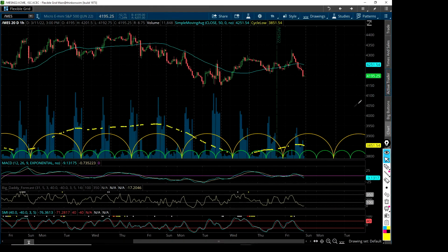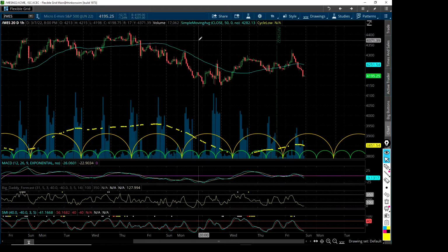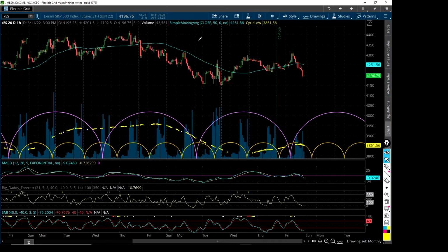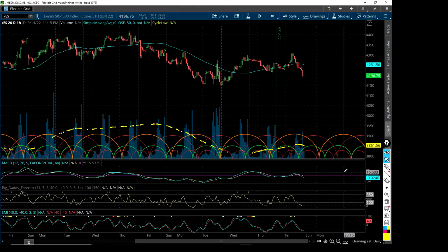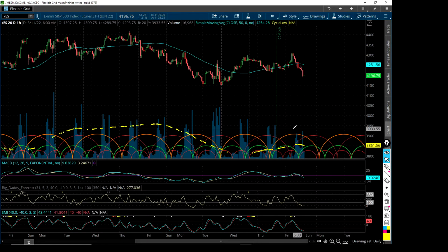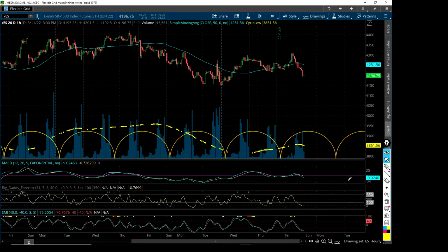Okay, let's look at the hourly. And let me switch back to the ES instead of the E micro, even though they're basically the same thing. Let me get the daily drawing chart up here. Looks like this is... Okay, I'm sorry, not daily, because I'm on the hourly. Duh, I'll get this right. Hourly. Here we go.